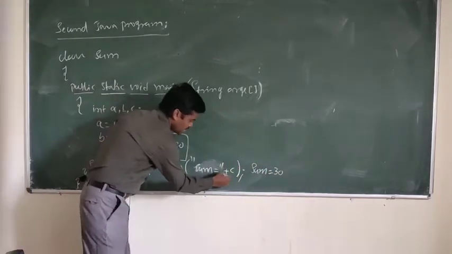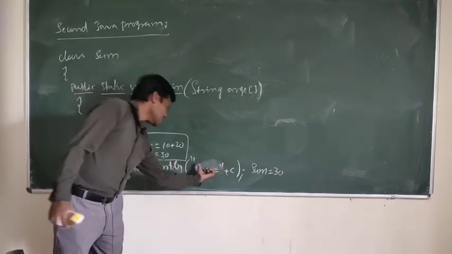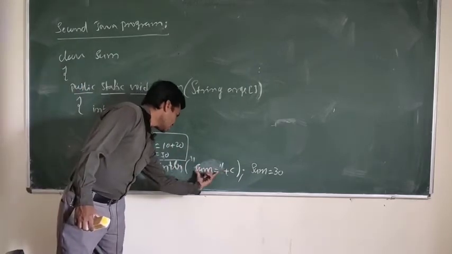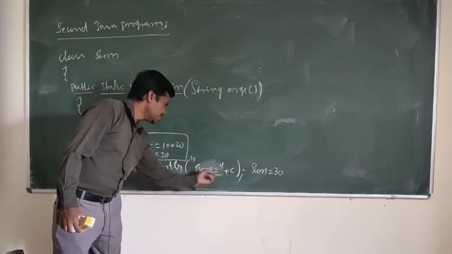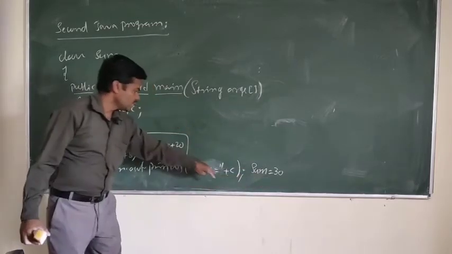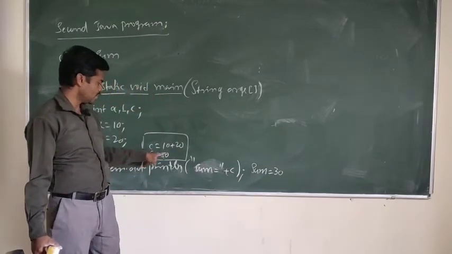So this is called concatenation. Plus is what? Concatenation. It can concatenate a string and your result. Whatever is in the double quotes will be displayed as it is, and along with it, it will add your output. The output will be in the variable C.